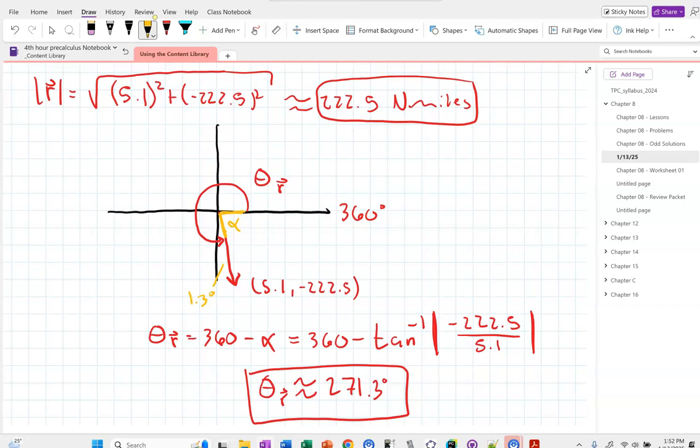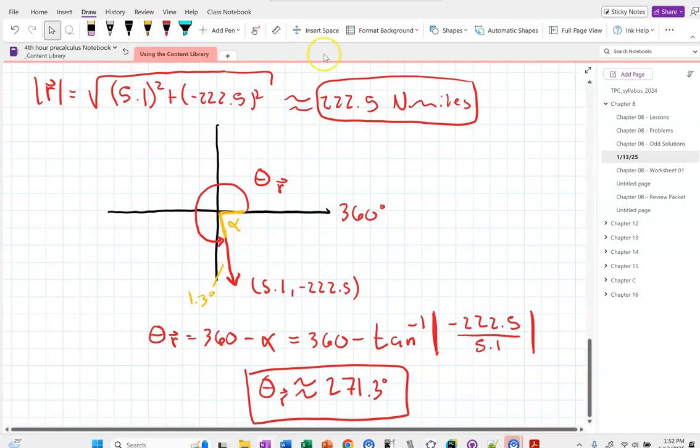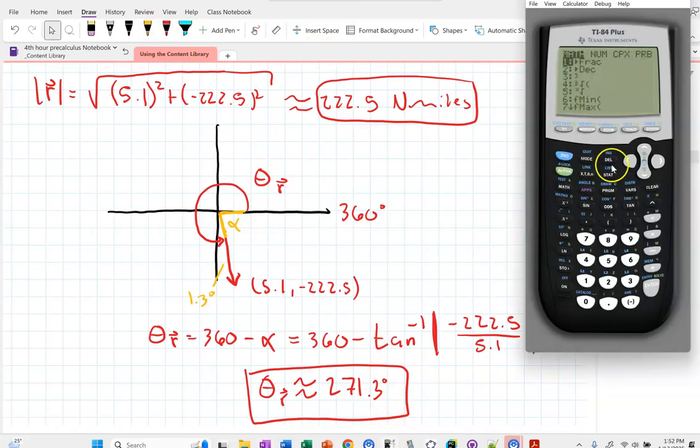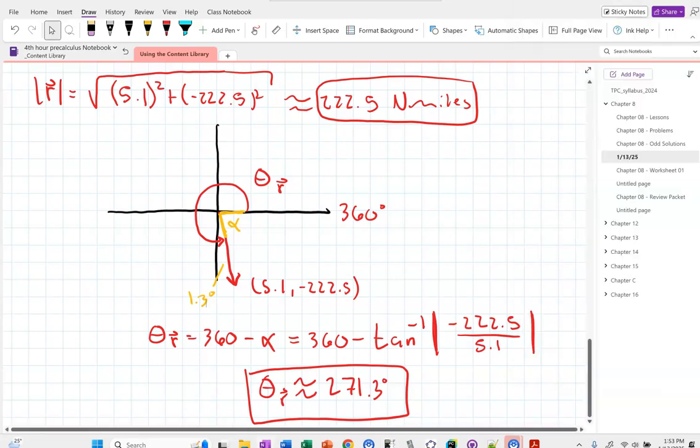Absolute values? On your calculator? Yeah. If you press the math button, and then you go over to the number menu, ABS is short for absolute value. And it's all you need right there. Cool? You found it? Okay, perfect. All right.